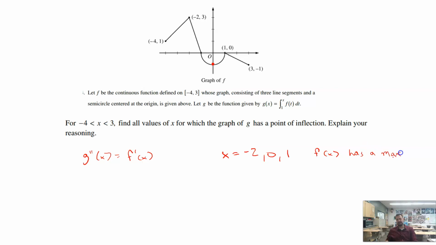So hopefully this problem made sense. I think this was a good one to kind of get a feel for what's going on in general with graphical analysis. If you have any questions about this, please let me know.